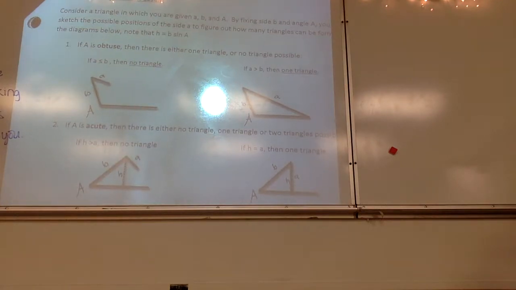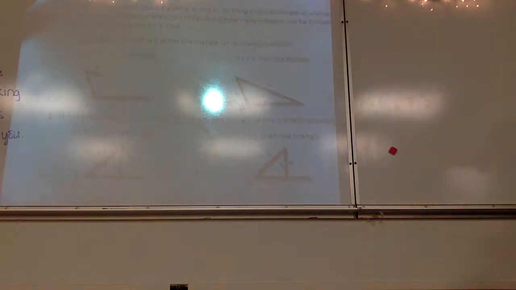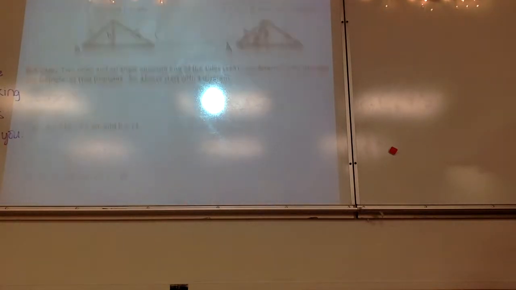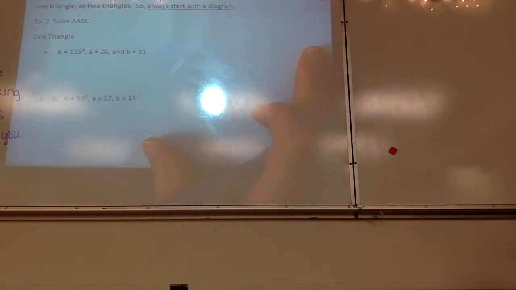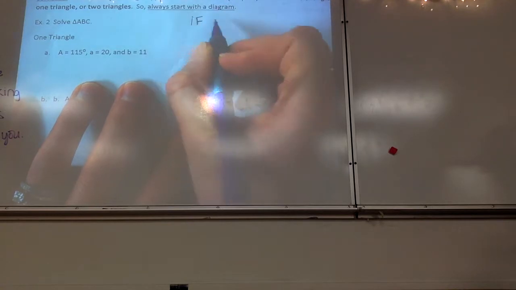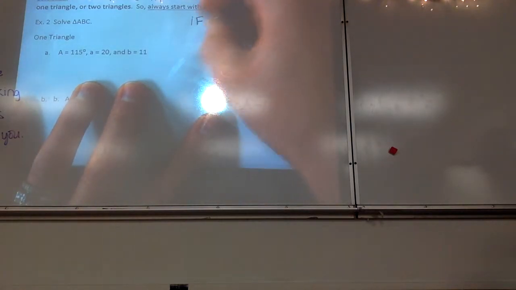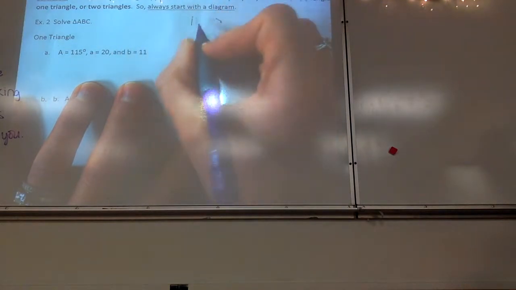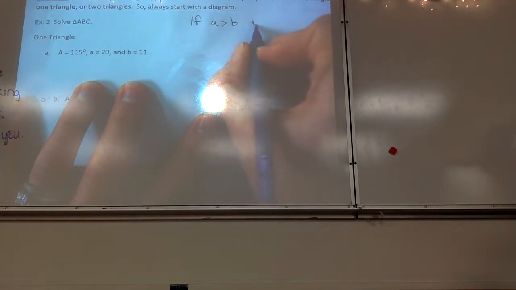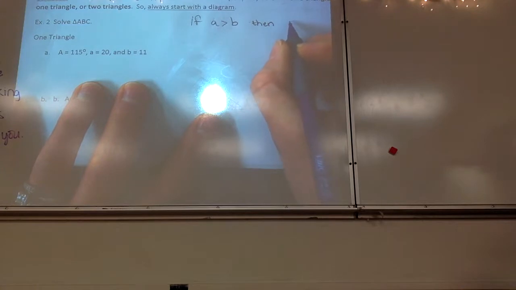All right. So here's the deal. We're not gonna focus on this. I'm gonna try to make it a little bit less complicated. Here's what you need to write down. If little a is greater than little b, then it's normal.